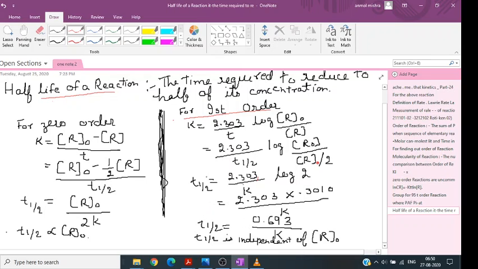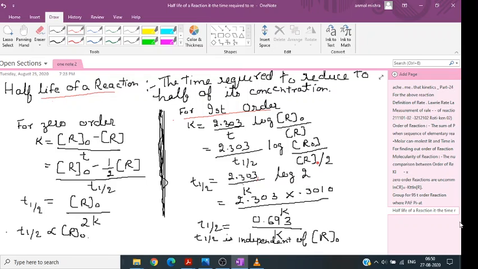This is the shortest formula to find it out. Either you use the longer one, k is equal to 2.303 by t log R0 by R, or you can directly find out the rate constant by this formula also: t half is equal to 0.693 by k. Now for first order reaction, t half is independent of the initial concentration, but for zero order it is dependent on the initial concentration.